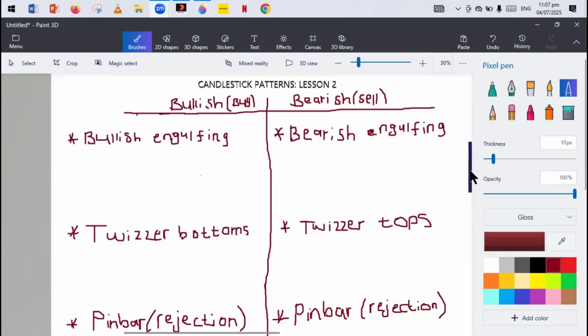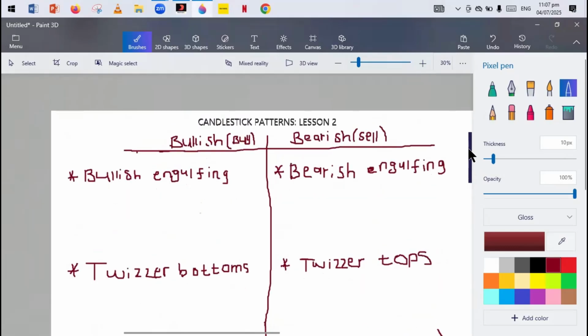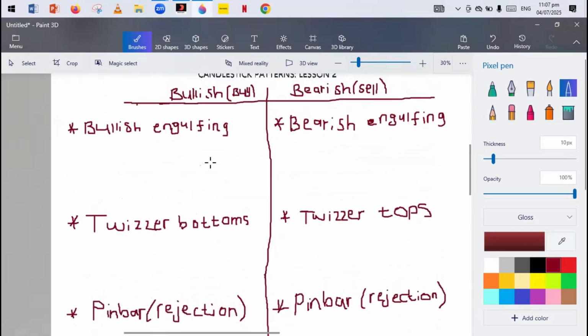So we only have three types of candlestick patterns that you need. We have what is known as the bullish engulfing. That is the body of the candle, the top, those are the wicks of the candle. So in a bullish engulfing, that is the pattern that you have.